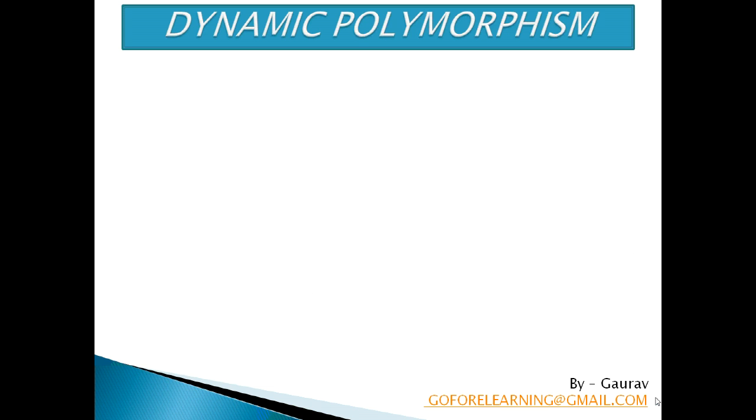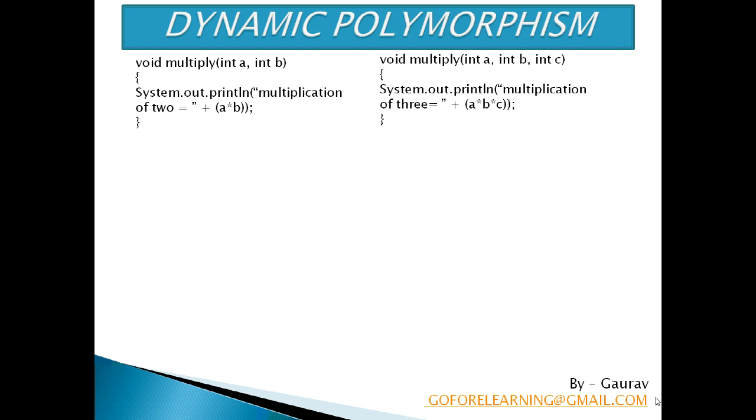Let us see this program. The first method is multiplication of two numbers and the second method is multiplication of three numbers. The bodies of these methods are different and hence they can perform different tasks. Suppose we call the method as o.multiply with parameters 5, 2. As this method is called using an object, that is o, the Java compiler cannot decide at the time of compilation. Only the JVM should decide which method is actually called by the user at runtime.